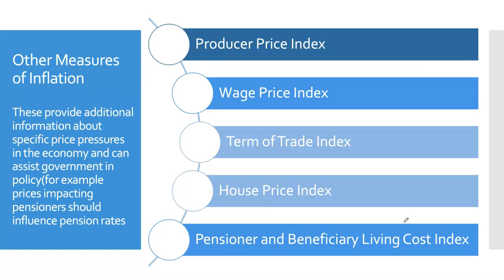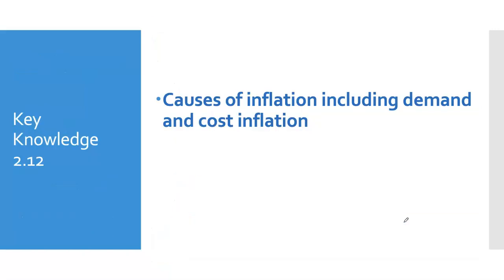So there's lots of other measures of inflation which you might want to have a look at, but they're not part of our study design, but they look at specific parts of the economy. For example, pensioners and the beneficiary living cost index looks at a typical basket that an elderly person would be purchasing. So you might want to be thinking or learn a bit about that in your own time. But I hope that has helped you with your understanding of measurement of inflation.